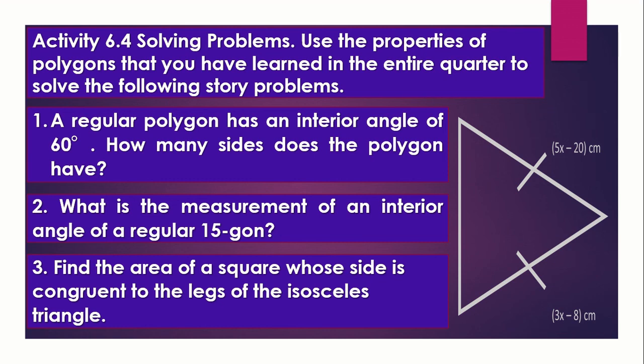Alright, let us check your answers. A regular polygon has an interior angle of 60 degrees. How many sides does the polygon have? It has 3 sides. What is the measurement of an interior angle of a regular 15-gon? The answer is 156 degrees. And find the area of a square whose side is congruent to the legs of the isosceles triangle. The answer is 100 cm squared.